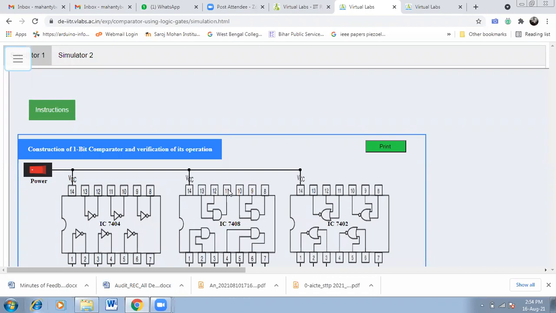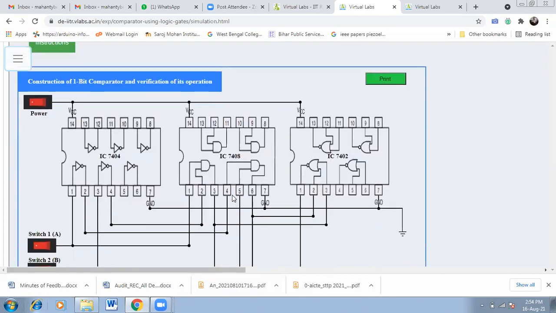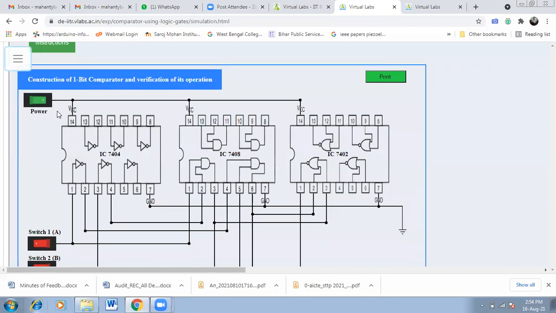Now here we are designing this 1-bit comparator circuit and verifying its operation by using IC 7404, which is a NOT gate, 7408, which is your AND gate, and this is your NOR gate. Let us see the operation. Every time you have to supply the power first. So this is your power supply. Okay, power supply is on.